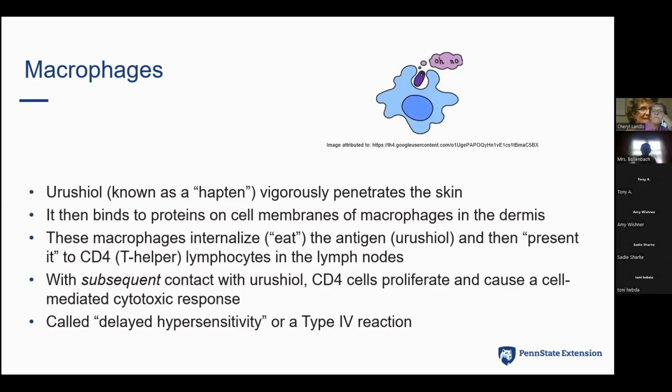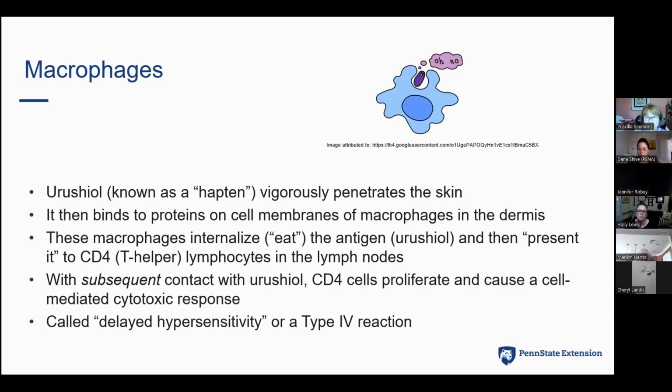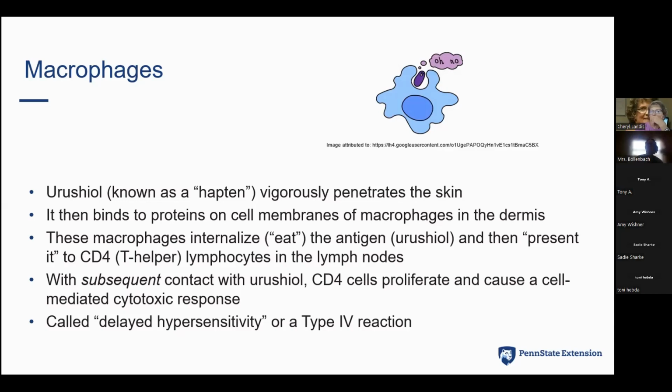Macrophages internalize and, in quotations, eat the antigen, which is urushiol oil. And here in this little diagram, you'll see that happening. This purple structure would represent urushiol oil, and here's a macrophage engulfing this urushiol oil. And in everyday speak, macrophages make it more tasty and then present it to CD4 lymphocytes. So CD4s are the T helper lymphocytes, and these lymphocytes are typically found in the lymph nodes.